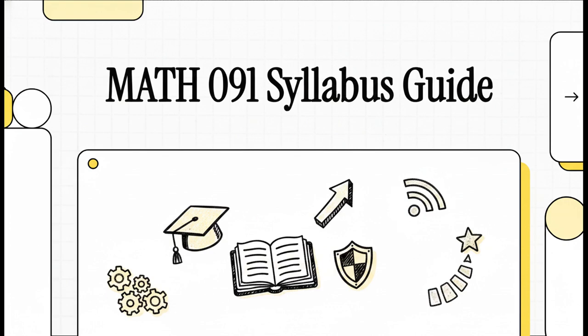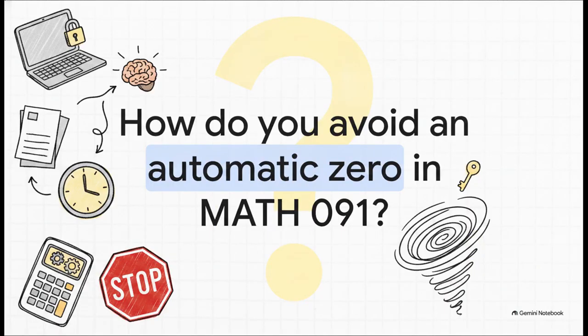Let's jump right in. If you're taking this course, this is absolutely the single most important question you have to ask yourself: how do you avoid an automatic zero? In a traditional in-person classroom, you know the drill. You show up, you take the test, you hand it in. But in Dr. Togan's Remote Fundamentals of Algebra course, the virtual testing environment is strictly regulated, like seriously regulated.